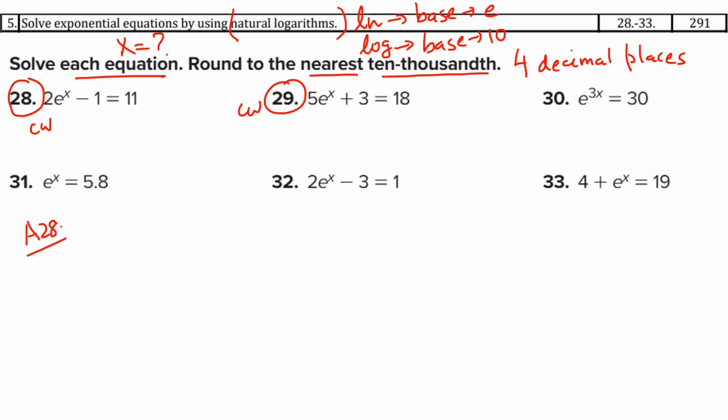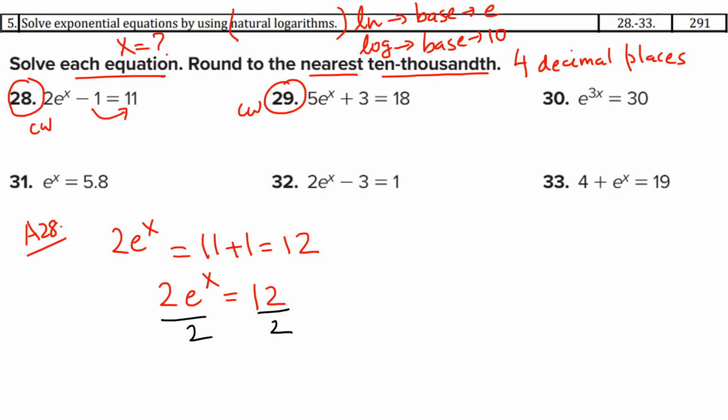So we need x. Let's isolate x just like we do in a linear equation and take other things on the other side. The constant term is 11, so 11 plus 1 is 12. Very, very easy. So you need x. What you are going to do on both sides, we're trying to isolate x, so divide by 2. So you get e to the power x is 6.